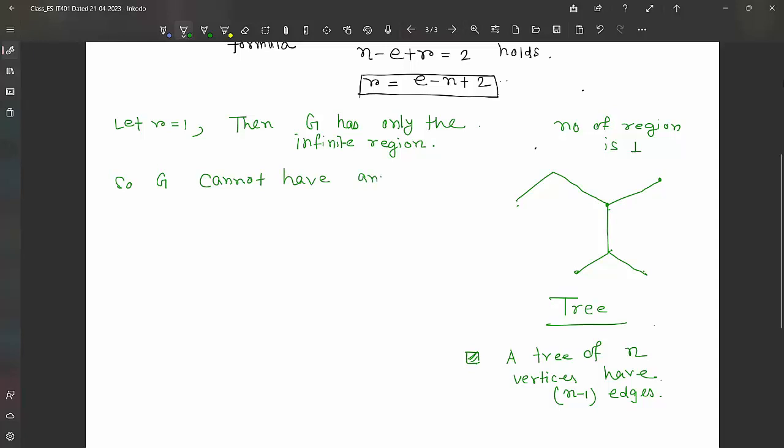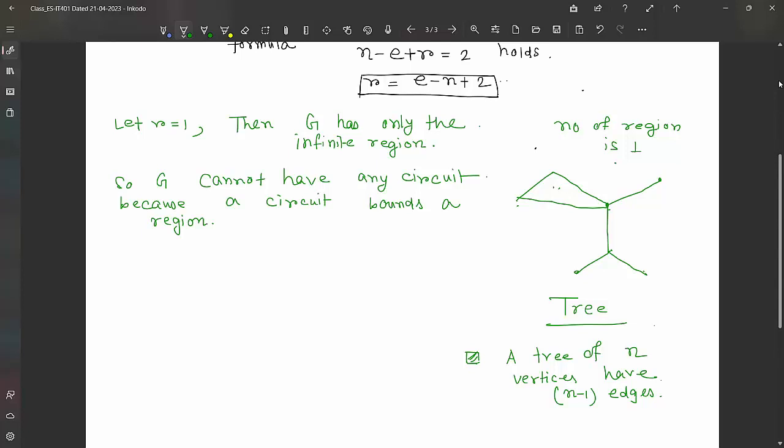have any circuit, because if there is any circuit, then at least two regions are there, because a circuit bounds a region. Whenever a circuit bounds a region, you will not get only one infinite region. You will get one infinite region and another finite region. That means there are two regions here. So G cannot have any circuit, because a circuit bounds a region always.